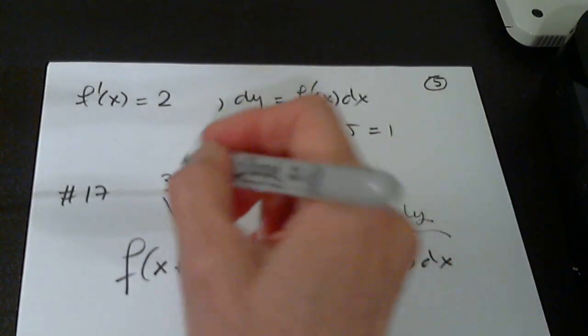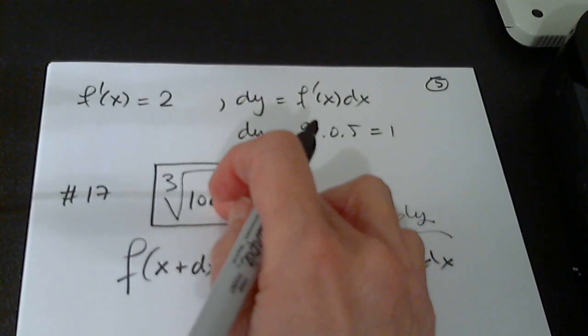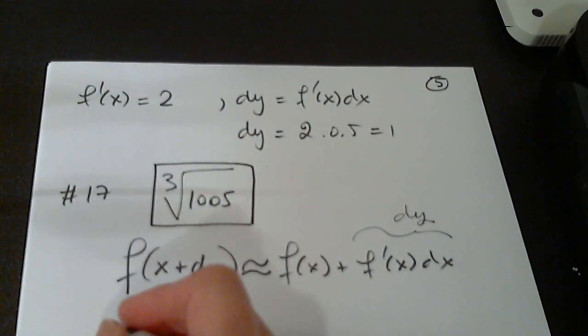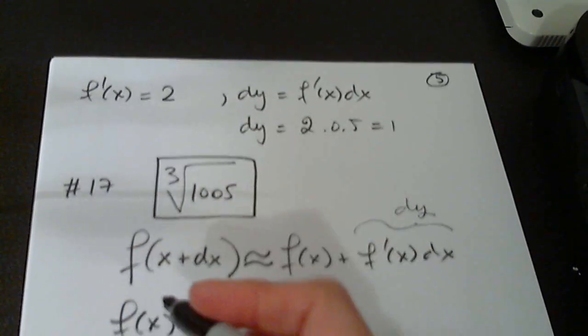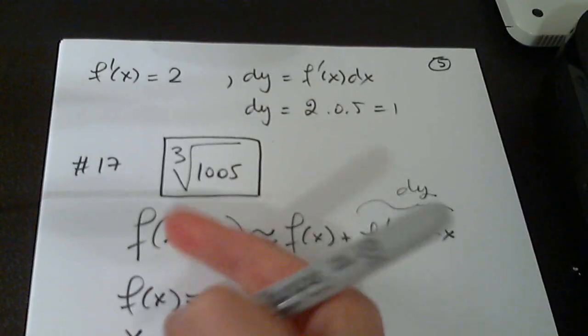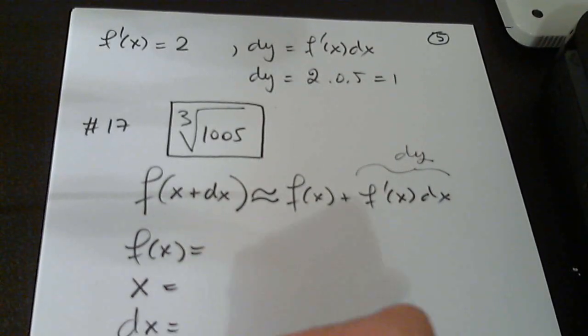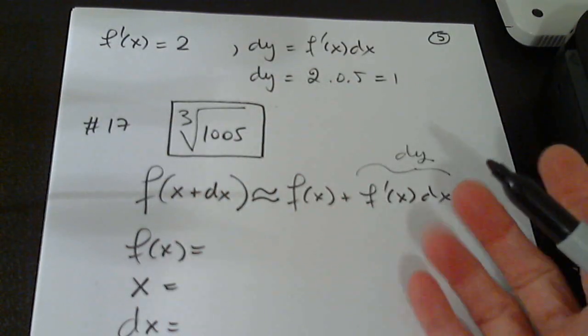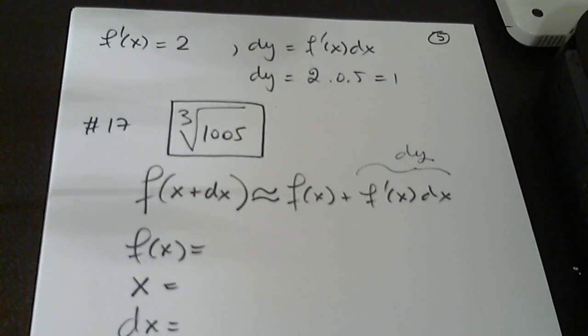Here's what we need to identify. When we look at this numerical expression, we have to be able to identify a function that we see here. We have to be able to identify x, and we need to identify dx. And then everything else follows. I will differentiate, I will put dx here, and I will find f of x, and I'm done. But I need to identify these three things, and then, of course, be able to find f prime.